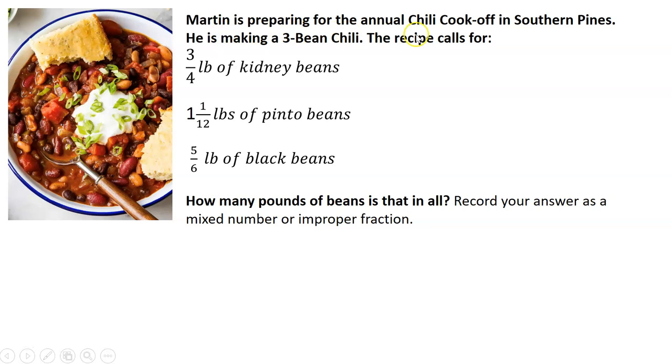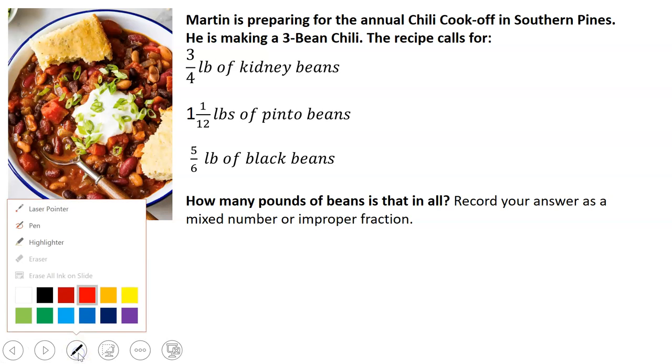Martin is preparing for the annual chili cook-off in Southern Pines. He is making a 3-bean chili. The recipe calls for 3/4 a pound of kidney beans, 1 1/12 pounds of pinto beans, and 5/6 pounds of black beans. How many pounds of beans is that in all? Record your answer as a mixed number or improper fraction.